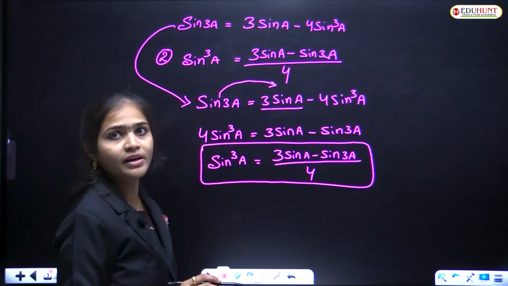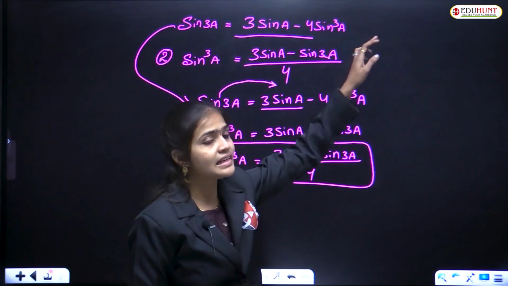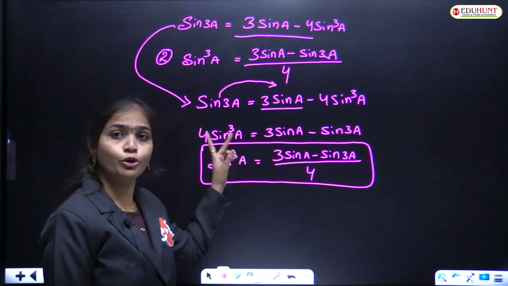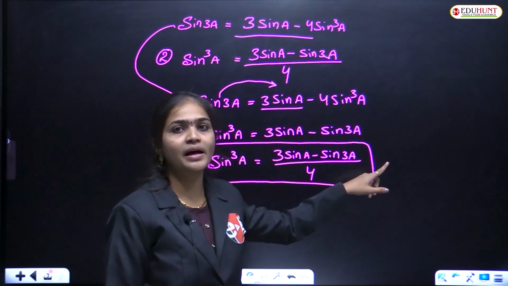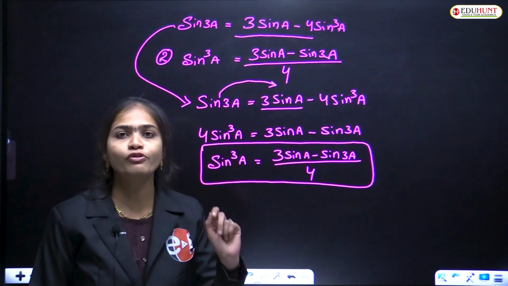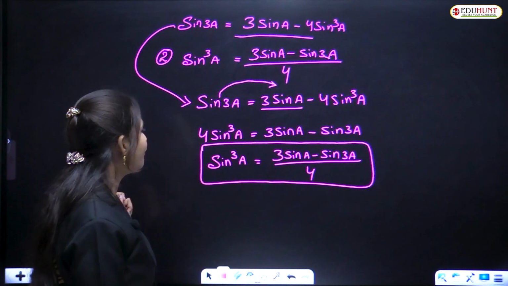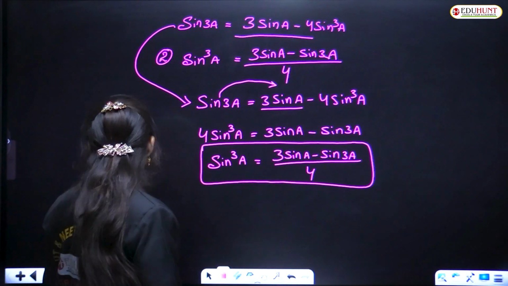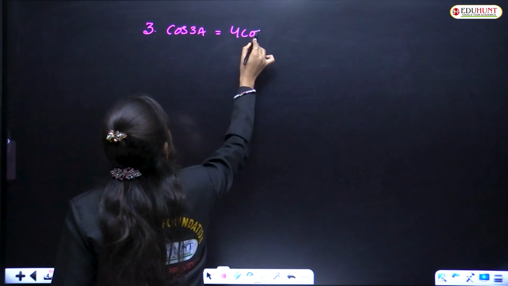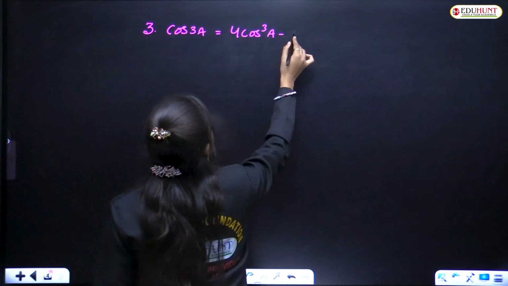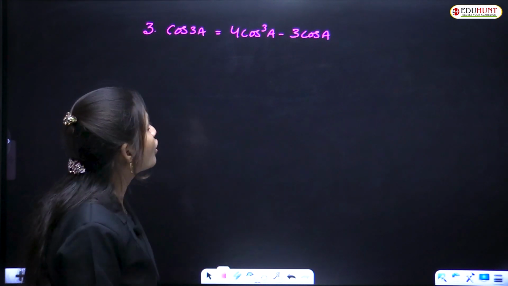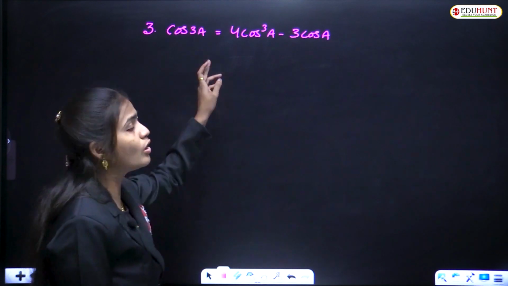Understood? So this is the formula for sin cube A. Once again, what is the formula for sin 3A? Sin 3A formula is 3 sin A minus 4 sin cube A. Now the sin cube A formula is 3 sin A minus sin 3A by 4. Up to now, how many formulas did we learn? Yes, 2 formulas. Next, the third formula, which is related to cos. Cos 3A is equal to 4 cos cube A minus 3 cos A. This is the formula for cos 3A.